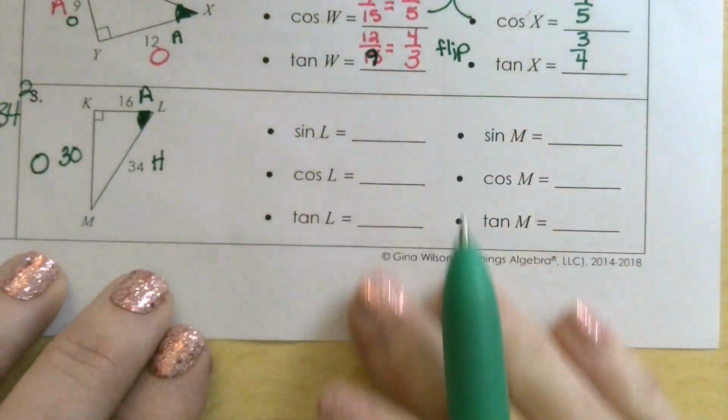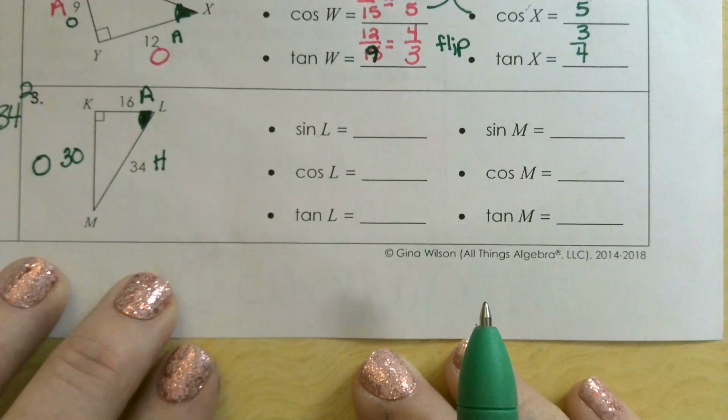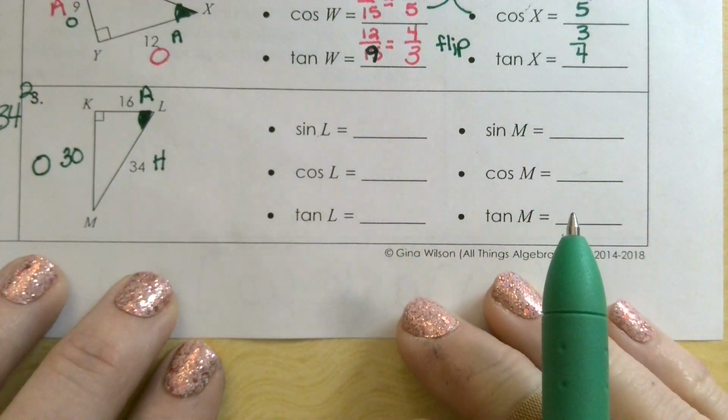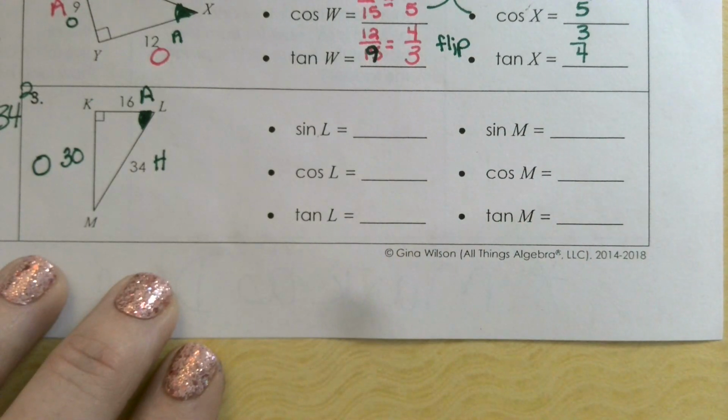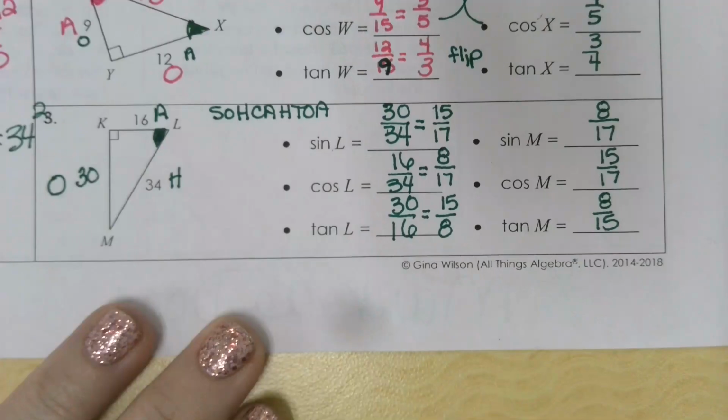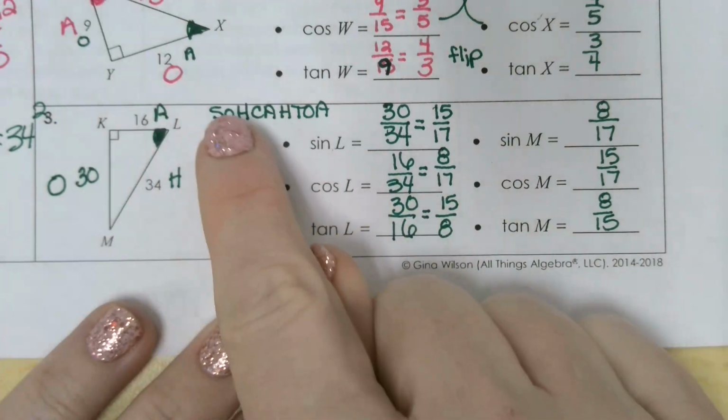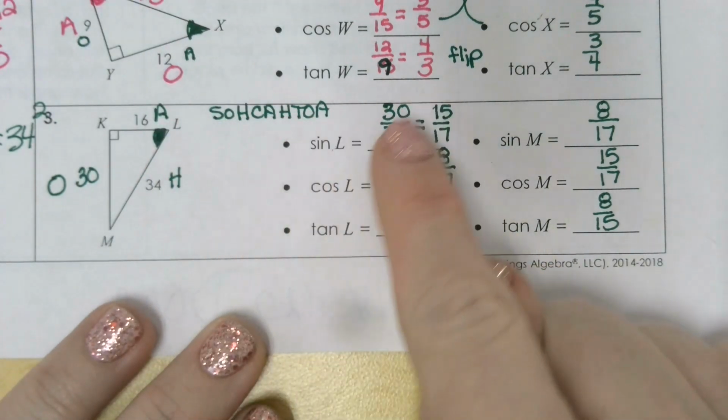Okay, go ahead and do problem number 3 by yourself. All 6 blanks need to be filled in. Okay, here's all the answers. So first of all, I recommend writing this down when you're doing your work so you can see what you're doing.